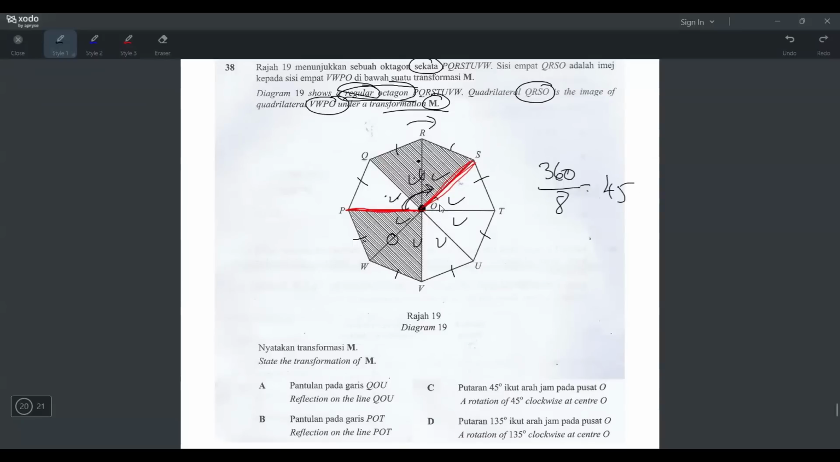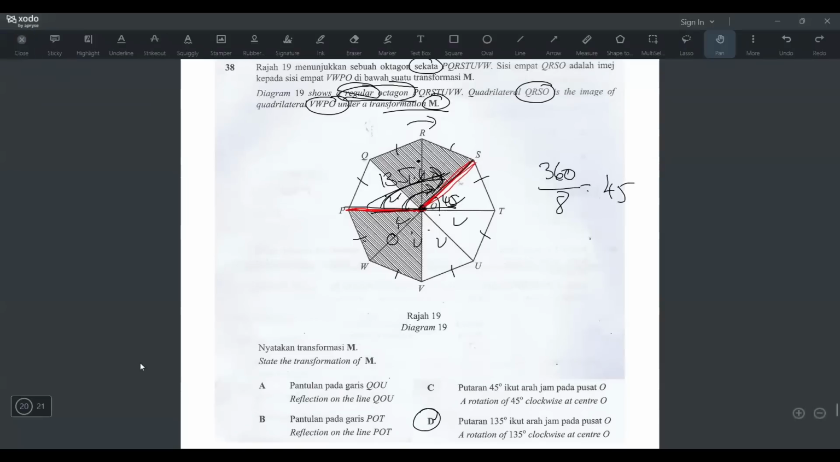right? 45. That means here is 45, the rest all here are 45 also. But I want this one, I want this one. So it will be 180 minus 45, which is 135. That means here to here, you rotate 135-degree clockwise, center O. So the answer is D. Okay, 38 is D. Okay. So this is how I would do it. Okay, Suraj.